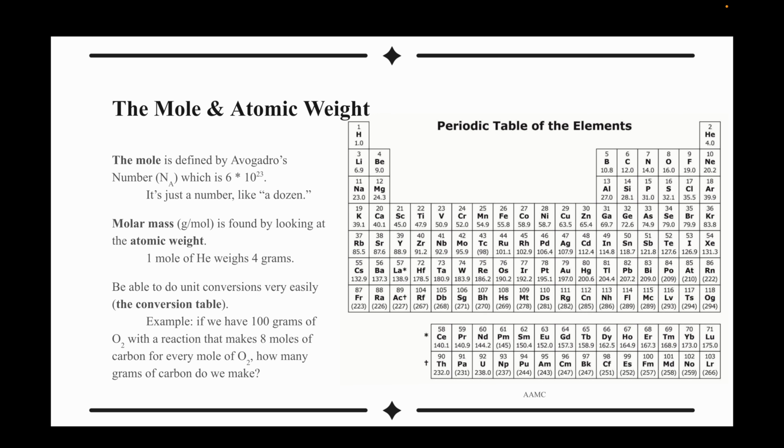The mole is defined by Avogadro's number, which is 6 times 10 to the 23rd. The mole is just a number, like how a dozen means 12, a mole is 6 times 10 to the 23rd. When we look at the atomic weight of an element, another thing it tells us is the molar mass of that element. For instance, if we look at helium over here, we can see that 1 mole of helium, meaning 6 times 10 to the 23rd molecules of helium, will weigh 4 grams. In this, we can say that helium weighs 4 grams per mole.